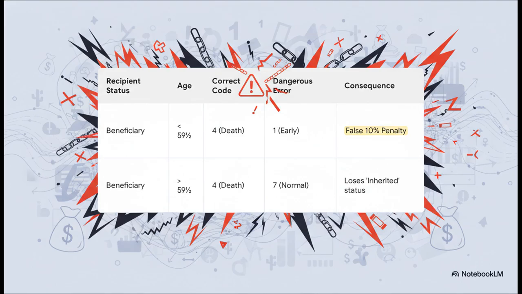So let's just boil this all down. Look at this chart. The real danger zone is right there in that top row. A beneficiary under 59.5 should have Code 4. The dangerous error is getting Code 1 instead. The consequence? A false 10% penalty. This is the single biggest error we're here to fix.